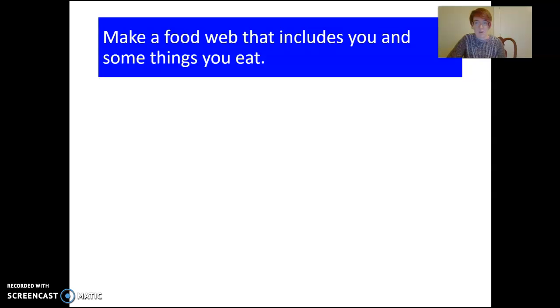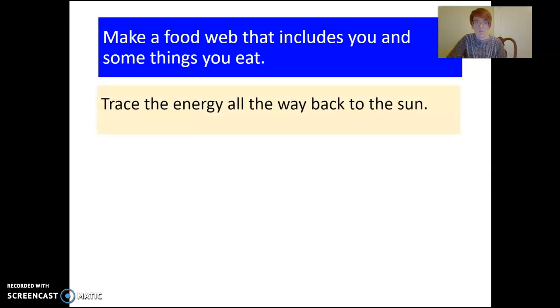Now, if you've already drawn your food web, I want you to trace the energy all the way back to the sun. So make sure you're going all the way back to producers and then to the sun. Now, it's possible you're a vegetarian and you don't have any other consumers on your diagram, and that's okay.